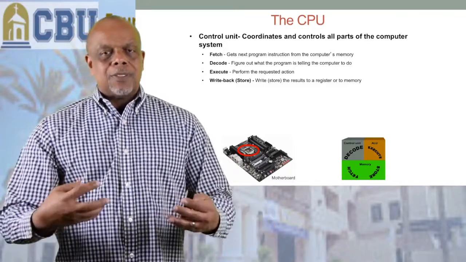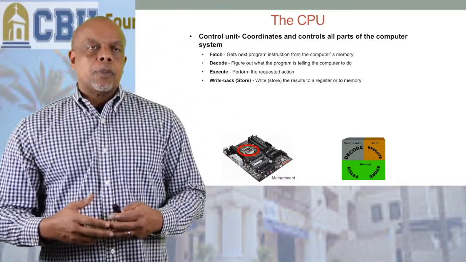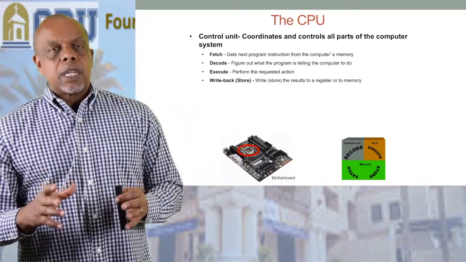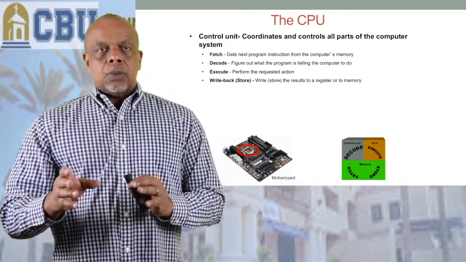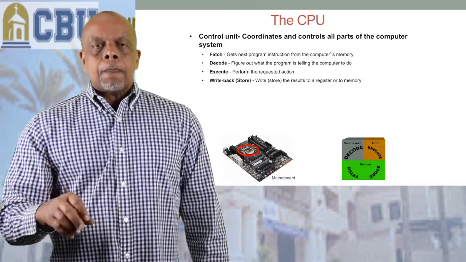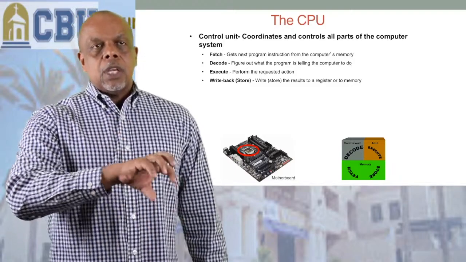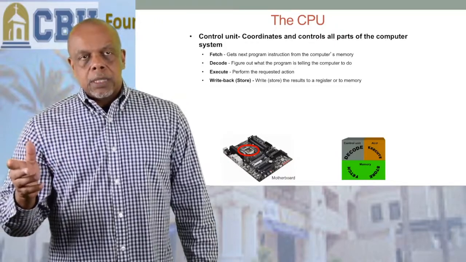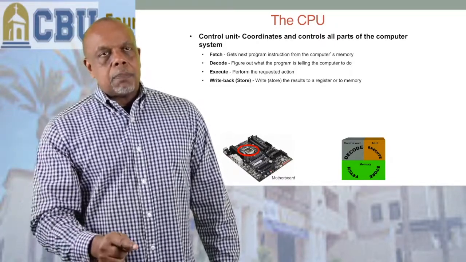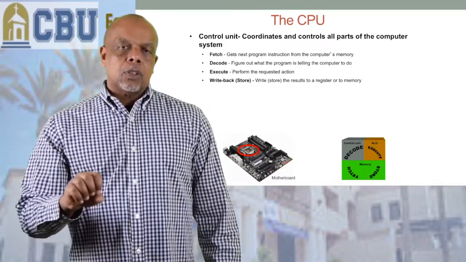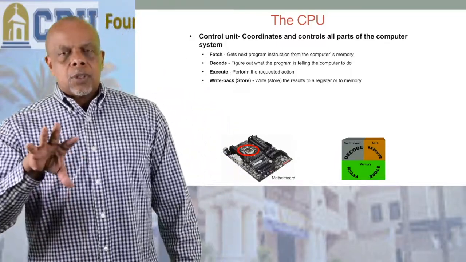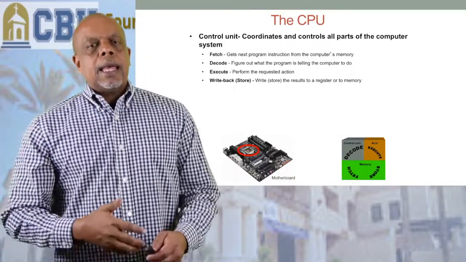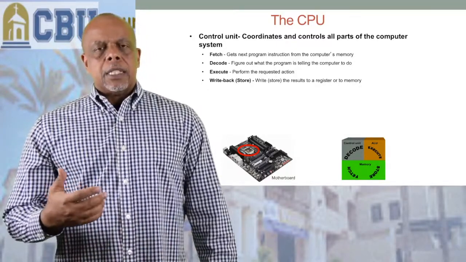So there are actually two sets of data being pulled up from your hard drive that the CPU has to fetch. Then it does the decode. The decode function is where it figures out what the program is telling the computer to do. So it fetches, decodes, then it executes. Then it actually performs the action that was requested, and after it finishes, it writes it back to the storage location. So those are the four cycles that your CPU goes through as it computes and does its functions.